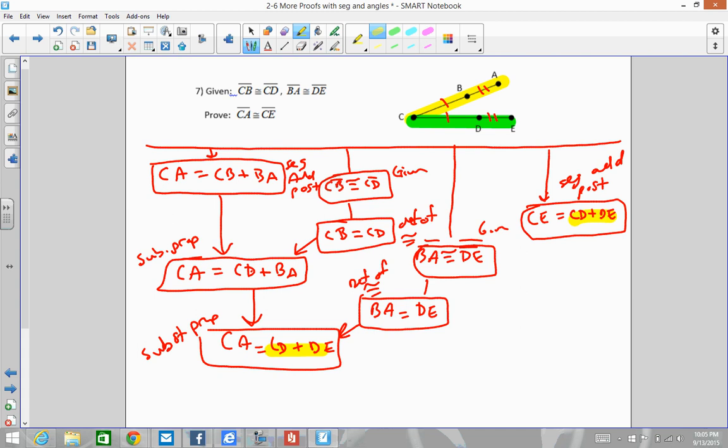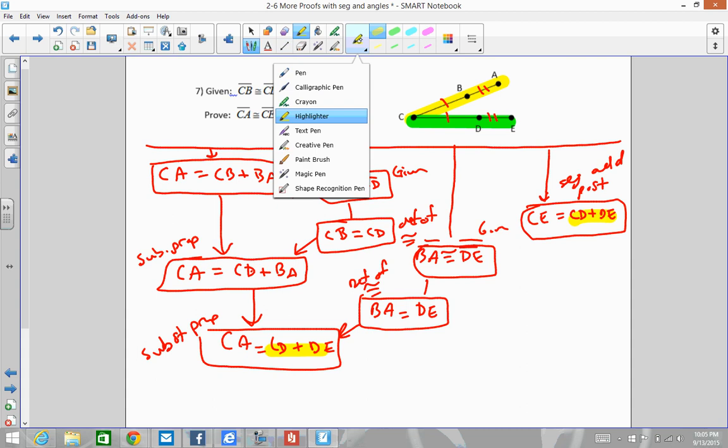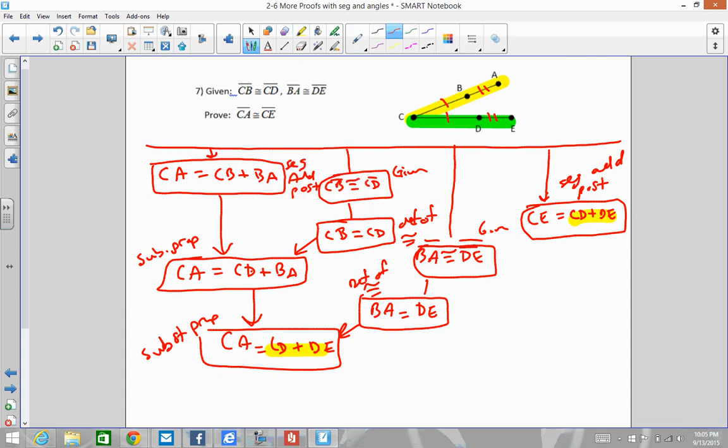And since they're exactly the same, I can take out that CD plus DE and replace it. So if CA is equal to CD plus DE and CE is equal to CD plus DE, I can bring those together. Let me go to my pen and say that CA is equal to CE, this one and this one together, by substitution property, because I can take out the CD plus DE and replace it with CE.